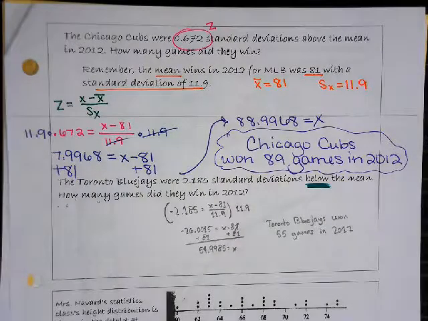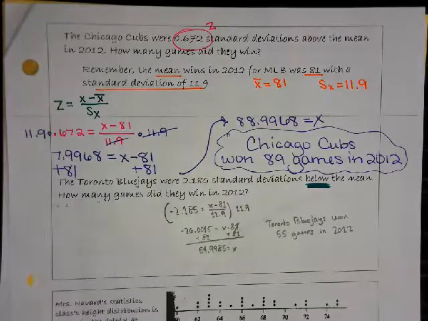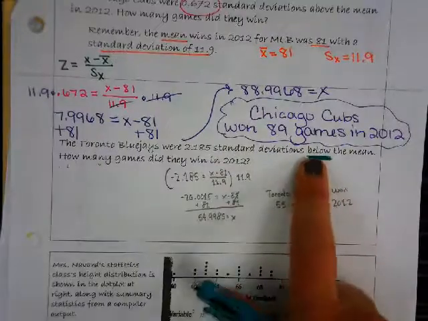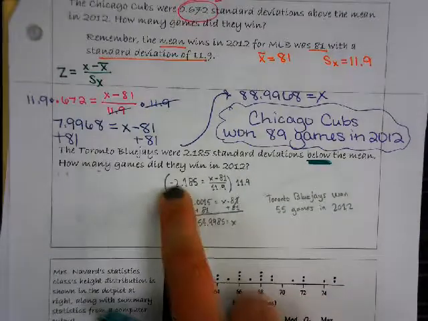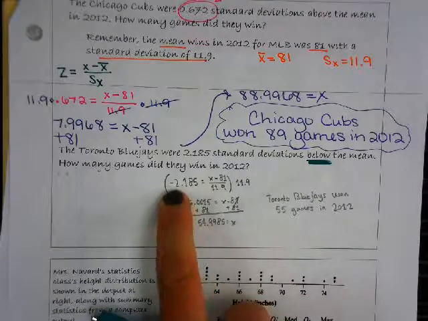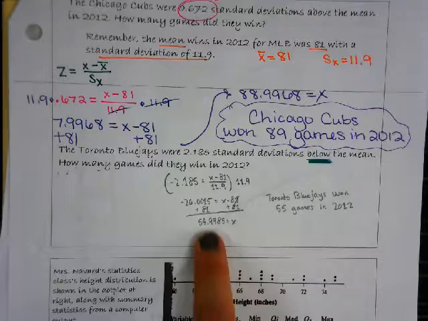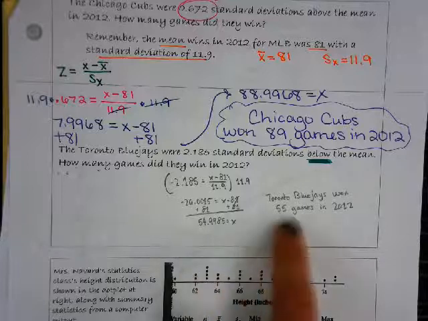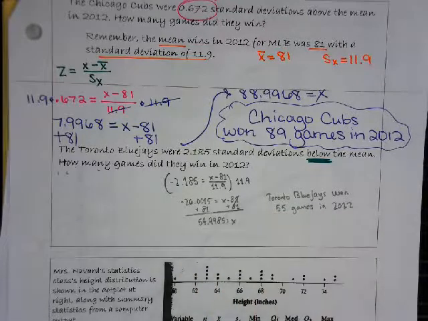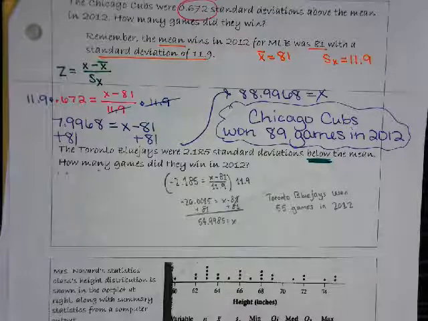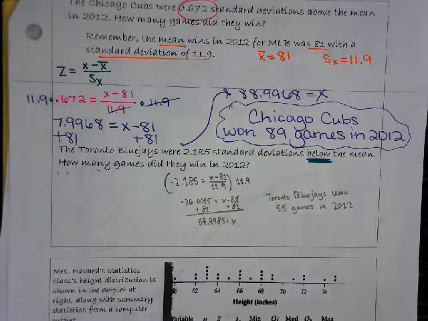Like I said, the biggest thing on this one is we're below the mean, which means that the z-score was negative to begin with. So you end up with 54.9985 for x. So we round up and the Blue Jays won 55 games in 2012. Below and above are keywords right now with z-scores. Positive z-score is above, negative z-score below. Any questions before I move it up?